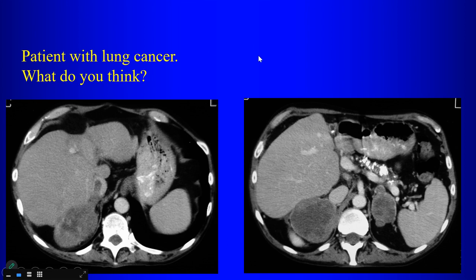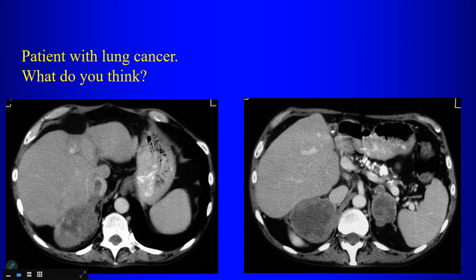Patient with lung cancer, what do we have? Adrenal mets, right. So it's important in your protocols for lung cancer to image all the way down to the adrenal glands. The adrenal glands are a common location for metastatic disease for lung cancer. So you have to scan all the way down to the adrenal glands in all patients with lung cancer. You should scan all the way down in all the chest protocols anyway, just in case.